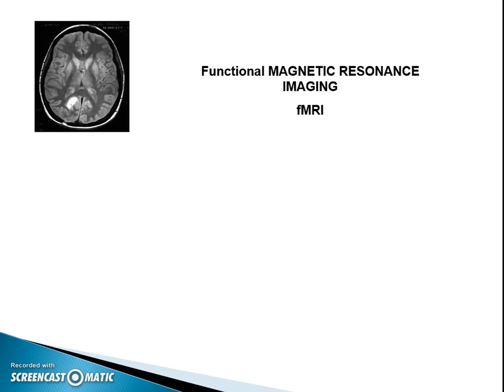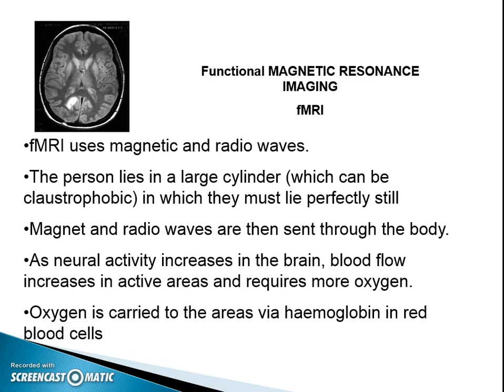The next one is functional magnetic resonance imaging, or fMRIs. An fMRI uses magnetic radio waves to scan the brain. So the person would lie in a large cylinder in which they have to lie perfectly still and not move. And what we do is use magnetics and radio waves which are bombarded through the body to look at the blood flow. So remember, blood carries iron in hemoglobin, and we are able to see how that moves based on how it interacts with that magnetic field.